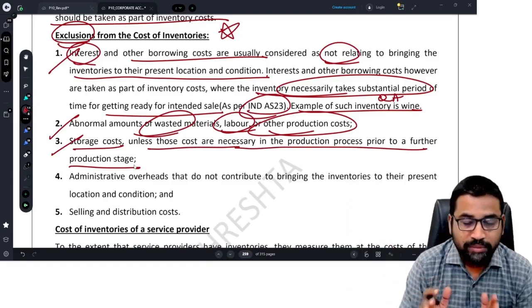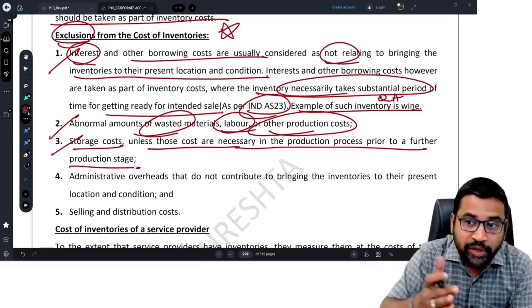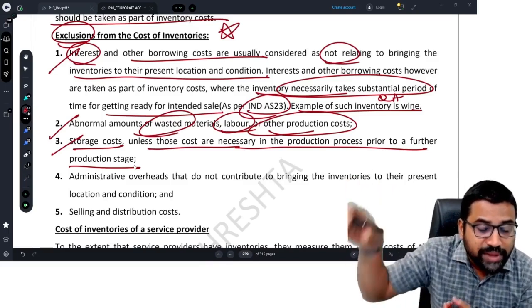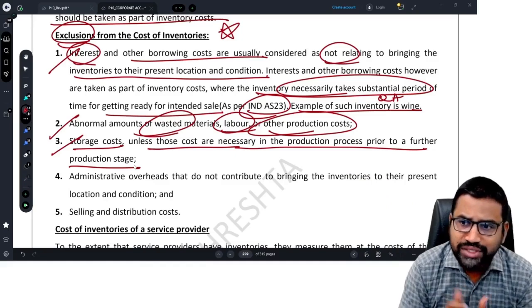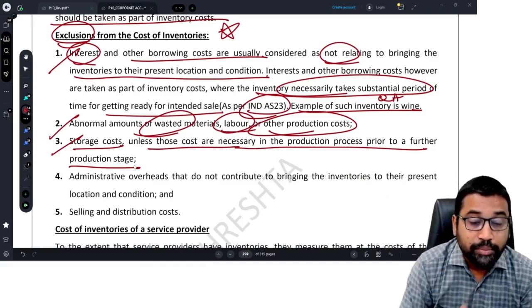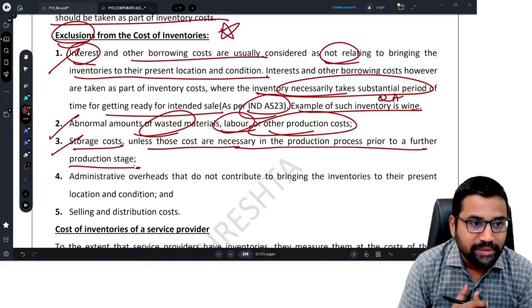No, generally no, because once the production is over, only till that point of time will we add. Suppose I keep the material in the godown after production is over, is it necessary to bring the inventory to its present location and condition? No, therefore it should not be included. But of course, if the storage is necessary for further processing, then it can be included.